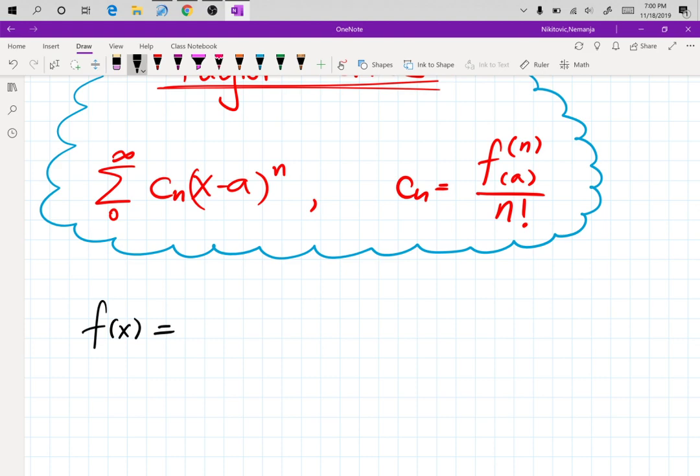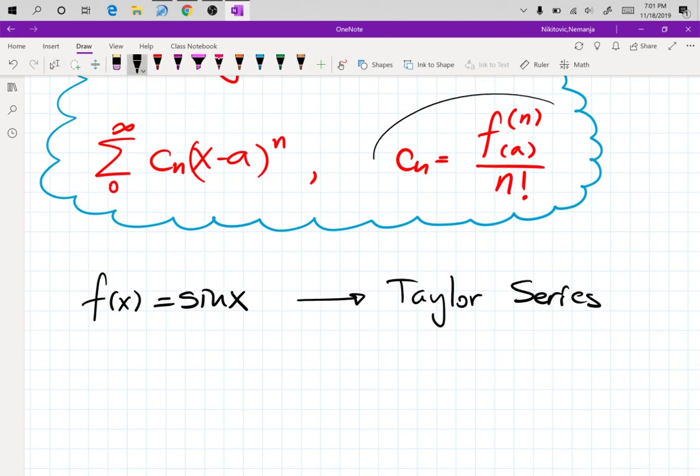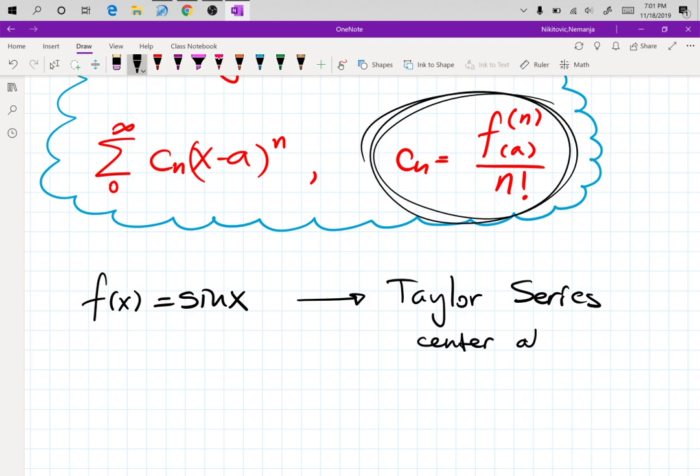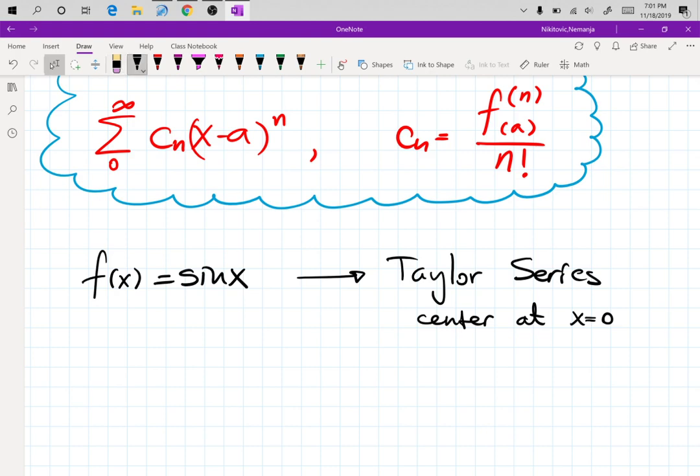So f of x equals sine x. Move that into Taylor series. So how do we achieve this? Well, my coefficients here are derivatives of the function computed at a. I'm going to center at x equals 0, so a is 0, just for the beginning, and then we'll figure out what that means. Okay, sounds good. So we're going to do this.